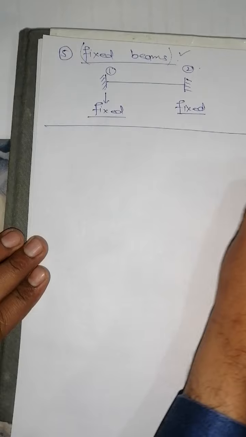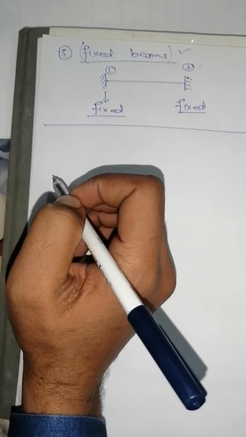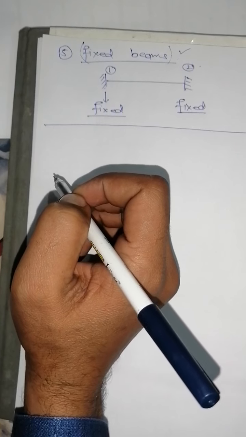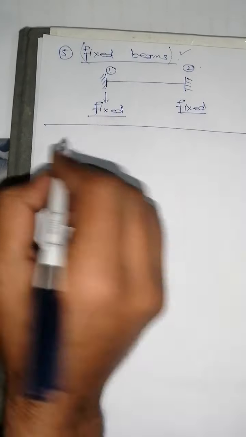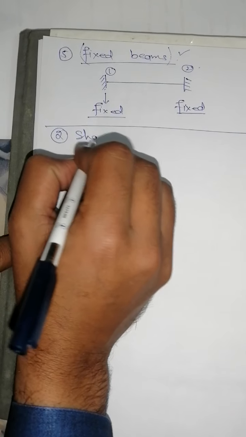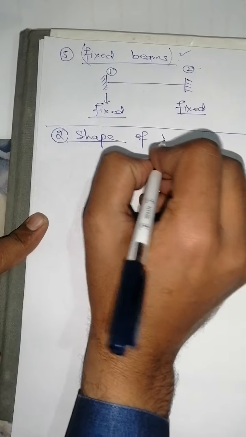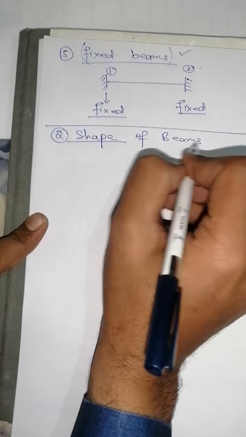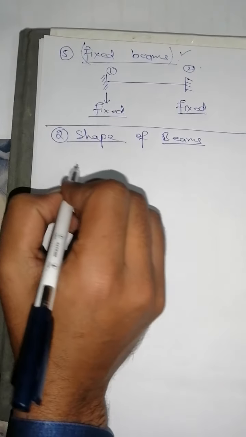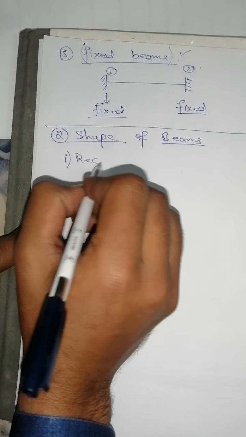Now the second classification criterion is according to their geometry, according to their shape. There are different shapes of beams available. So first of all, the mostly used shape is the rectangular shape beam.